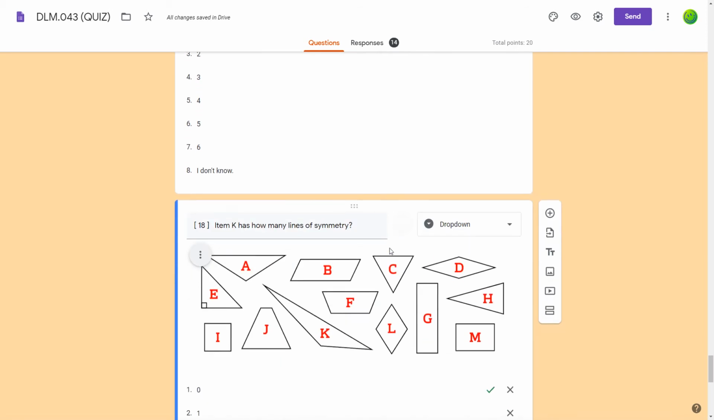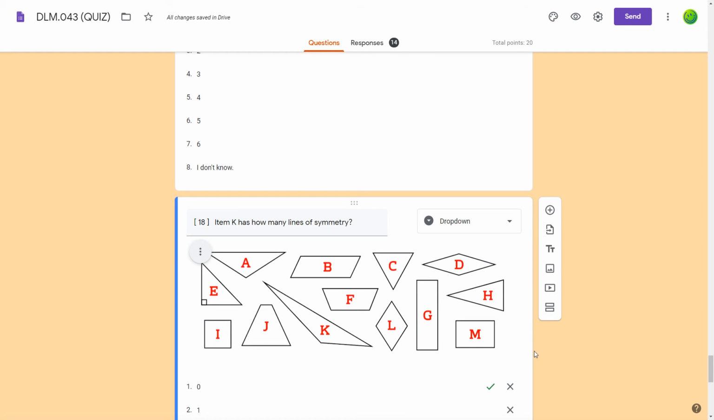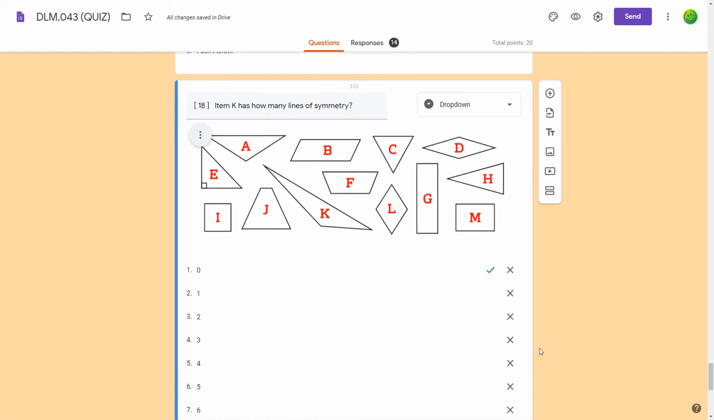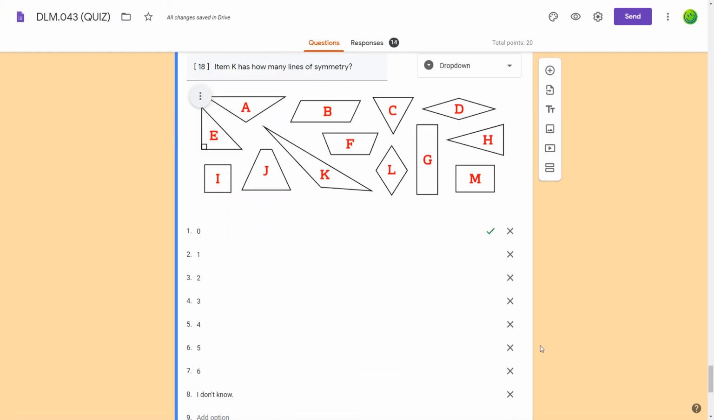And number 18, item K has how many lines of symmetry? We talked about item K being a scalene triangle, and scalene triangles, sorry, my computer's being laggy. Scalene triangles have no lines of symmetry. That's why they are scalene. They have no sides that are the same. That means there's no place you can fold them that they'll ever fold on top of each other equally.